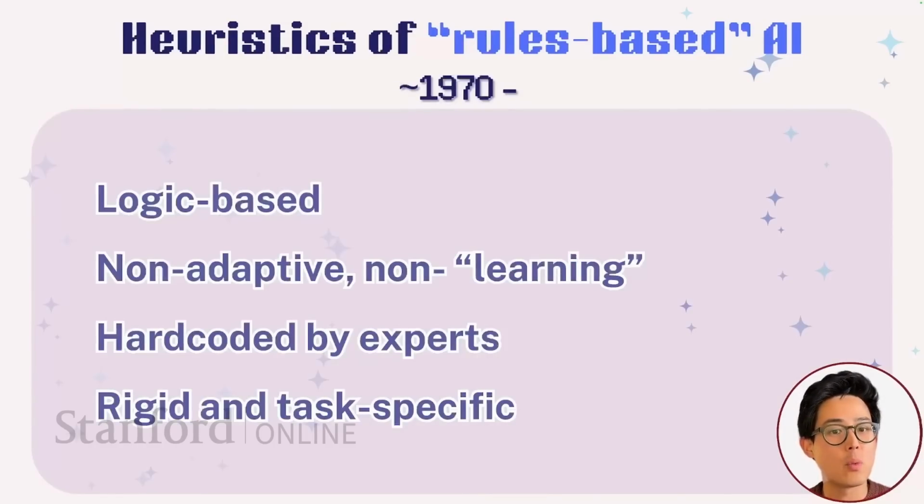And so here's a simple way to recognize Epoch 1 AI. If it's logic-based, non-adaptive, and it doesn't learn from new data, and if it feels like it's something that is hard coded by experts for very specific tasks, then it probably fits into this first category of AI.